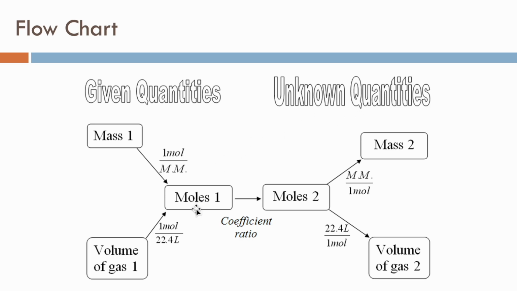So if you're given moles of one and you need to find moles of another, you just go from moles to moles using the coefficient ratio. If you're given the mass of one of the reactants and you need to find, say, the mass of one of the products, you need to convert that mass into moles, use the coefficient ratio of the moles to moles, and then go back into mass. This is going to make a little bit more sense as we work through these problems, and I'll maybe come back to this flow chart to show you how I'm using it.